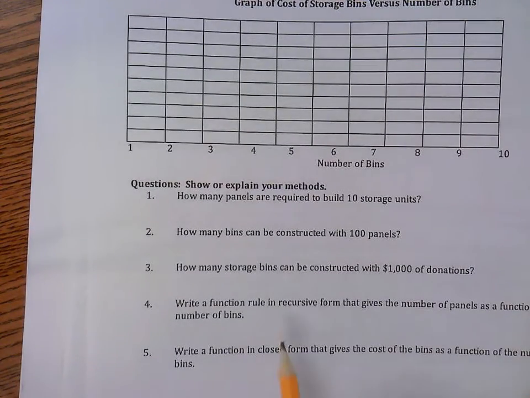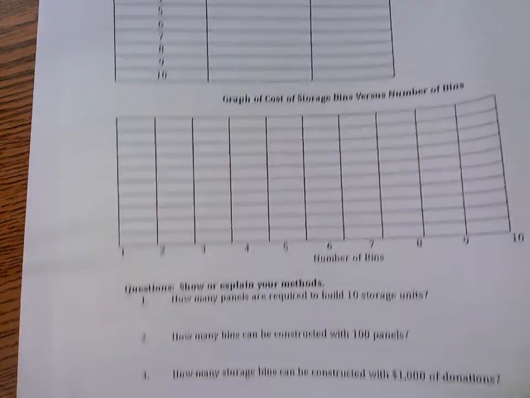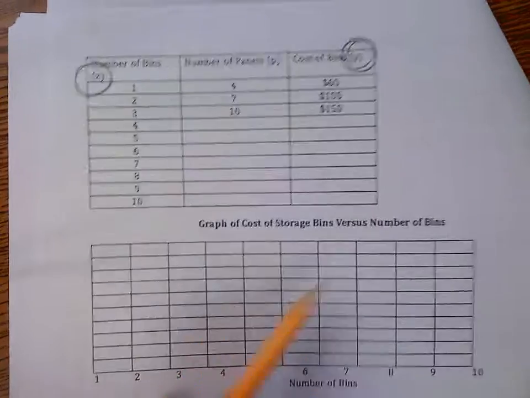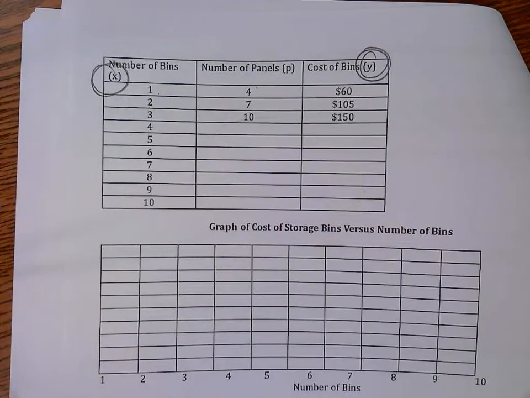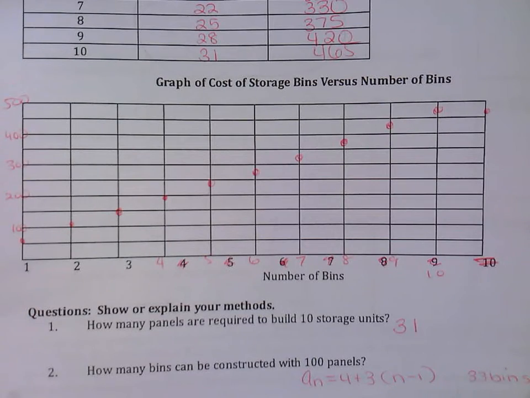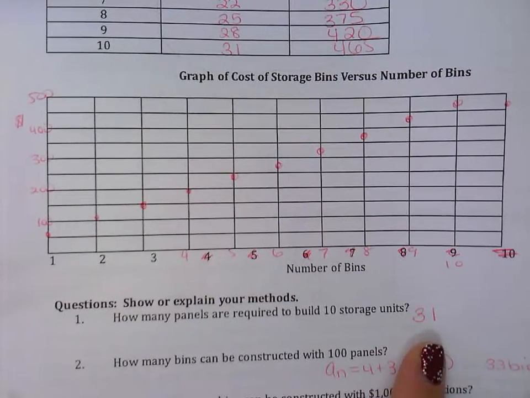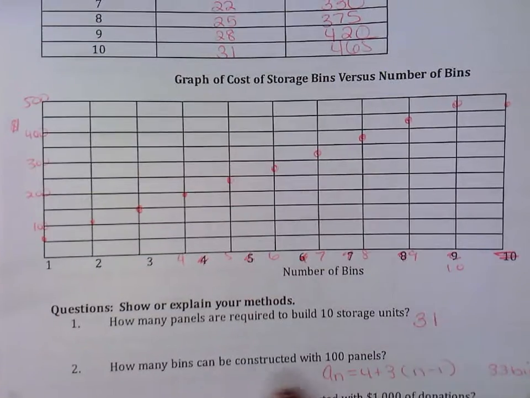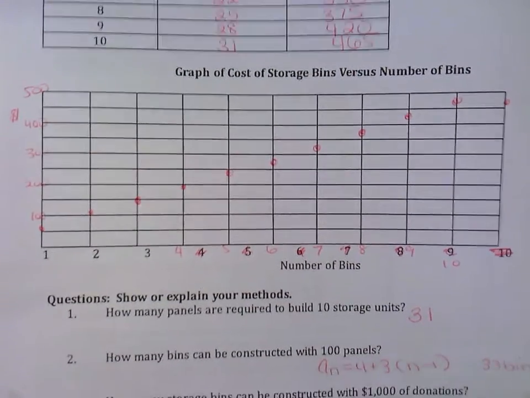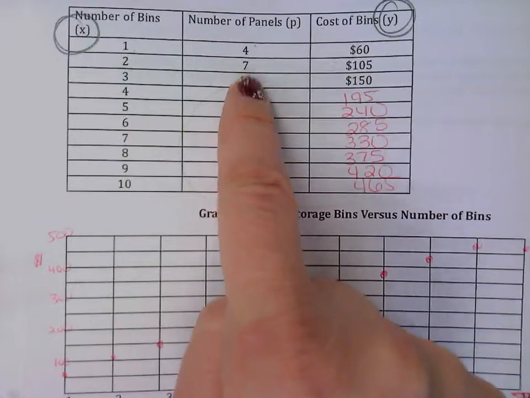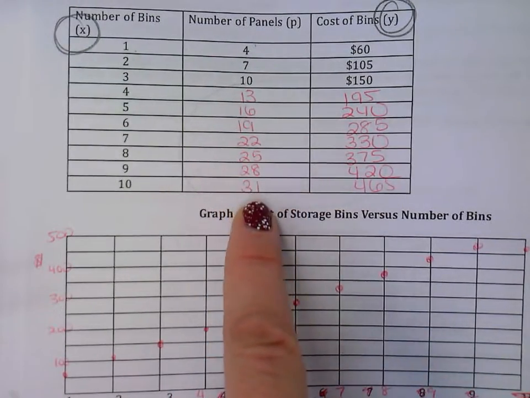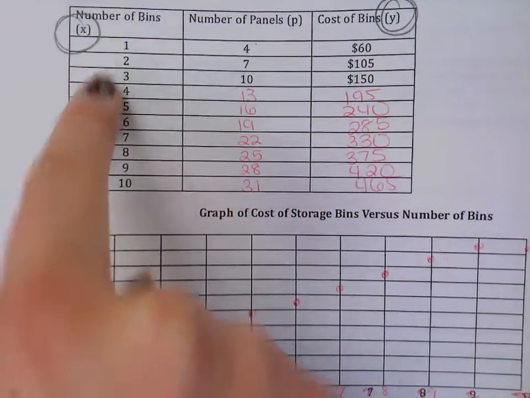It might be helpful to try to write a formula, right? A sequence formula for either the cost or the number of panels. So I'll give you a chance to start on that. Because you could read that right out of your table, right? 10 storage units is 31 panels. So then if you have 100 panels, if you were going to continue this table, you would stretch all the way to 100 and you would see how many bins you could make.